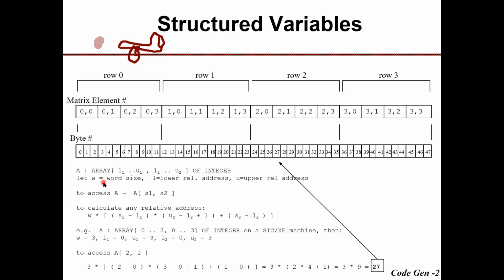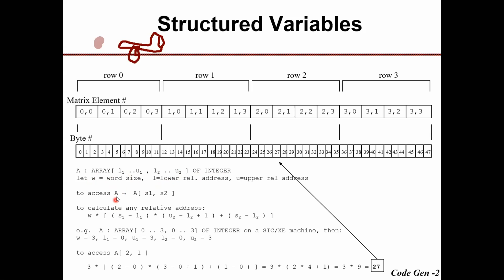Okay, so what we have to do is we're going to create some variables. Let's come here first. L is lower address, U is going to be upper address. And then W, we need to let be word size. And that's the reason why we have integer here, is that way we know an integer is going to be a whole word, so that's 3 bytes. So we'll have to set W to word size, which in the case of the SICK-XME machine for an integer is 3.